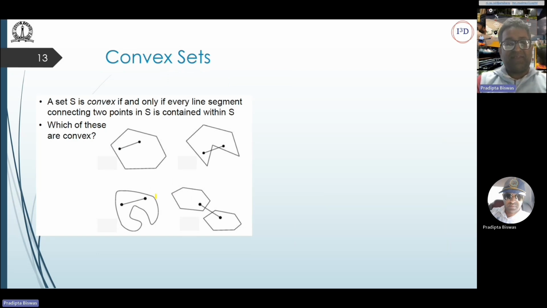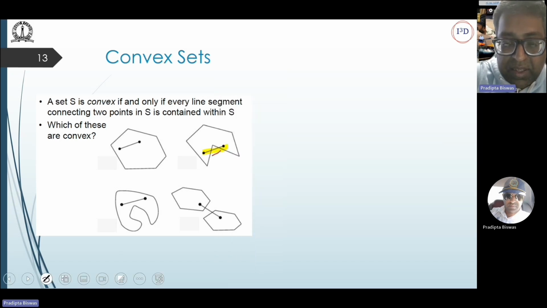By definition, a set S is convex if and only if every line segment connecting 2 points in S is contained within S. So in this case, say this is not a convex set because this part of the line, if I just use a different color, this part of the line is outside the shape. Similarly, this part of the line, or in this case, if I draw a line here, this part of the line is outside the shape. So these are not convex shapes. But in this case, the first example is a convex set.